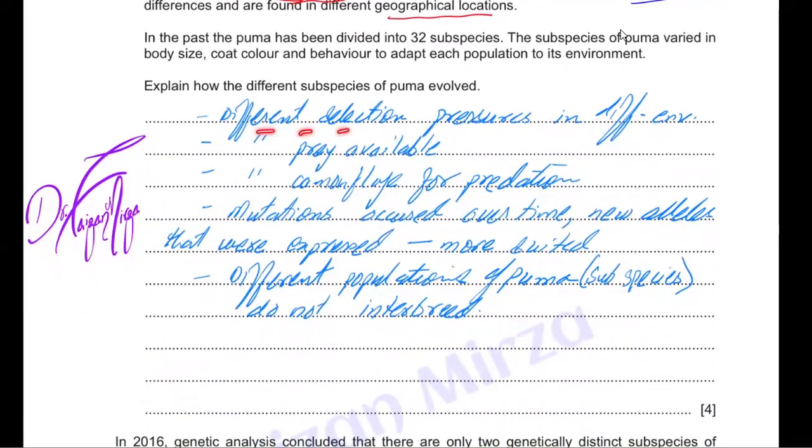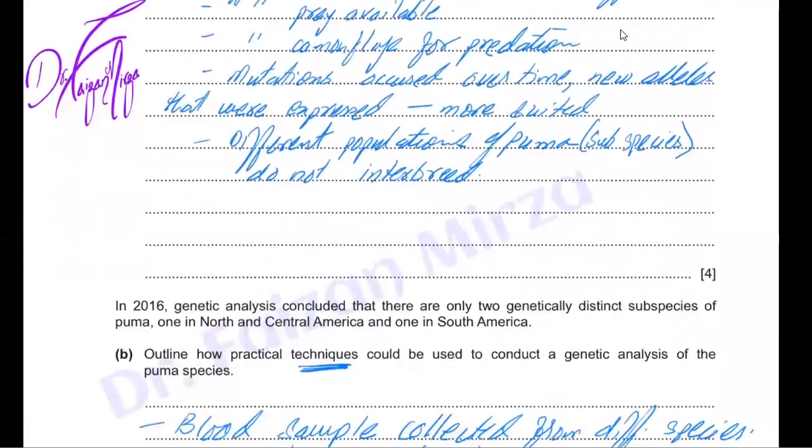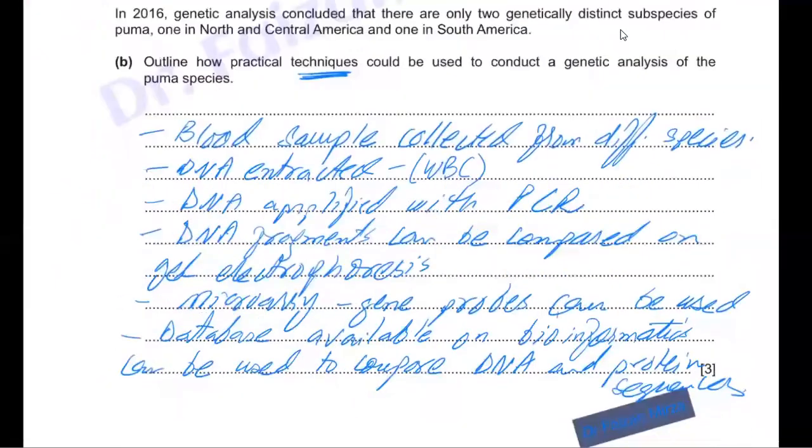So we know that different selection pressures in different environments would be prevalent from region A to region B. Different prey available, different camouflage or predation required for protection of this animal from others or while hunting for its prey. Mutations occurred over time, and new alleles that were expressed were more suited to the environment. Different populations of puma subspecies do not interbreed because morphologically they are different and their behaviors might be different. So yeah, they might not crossbreed.